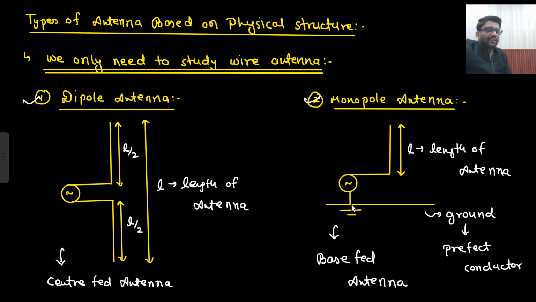So you can say from the base the supply is coming. That's why it is known as base fed, and the other was known as center fed. This is the base of the antenna, no? If this is your antenna, then this is the base. So from the base the supply is coming, and here the supply is coming from the center of the antenna. So this is known as a base fed antenna, and this is known as a center fed antenna. Sometimes in the examination, instead of writing monopole and dipole, they write center fed and base fed. So that should also be there in your mind. Is that clear to you?